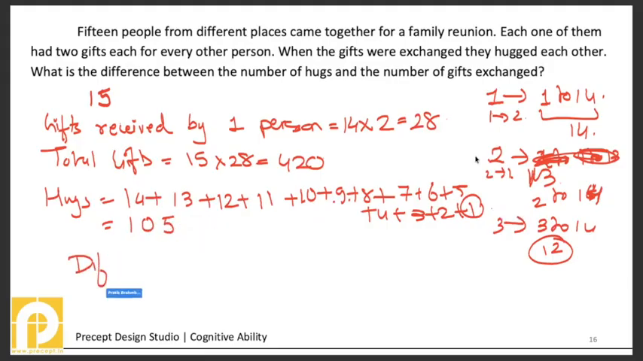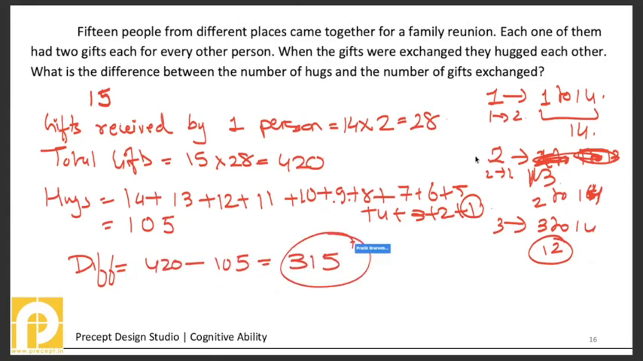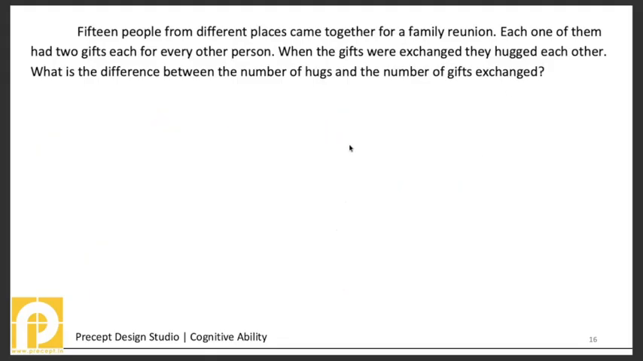So the difference that we have to find will be 420 minus 105, which comes to 315 more gifts received compared to hugs that happened. All right. We'll move to the next one.